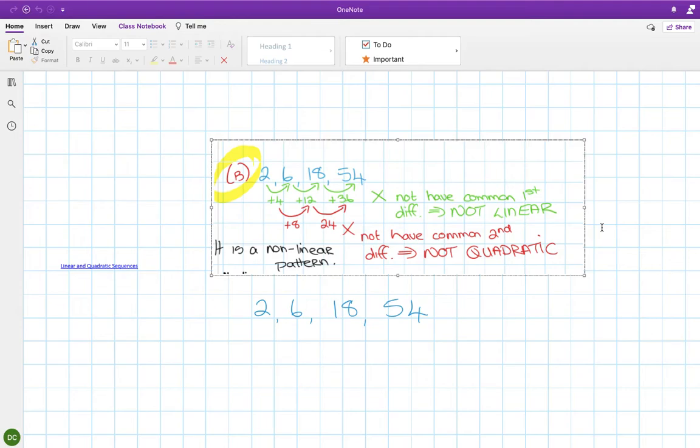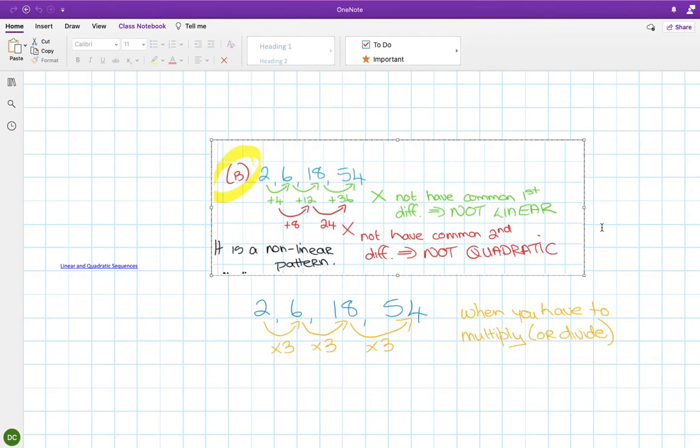If you go from 2 to 3, if you multiply 2 by 3, you get 6. If you multiply 6 by 3, you get 18. And if you multiply 18 by 3, you get 54, okay? So when you have to multiply or divide, okay, so remember when we did linear, you could add or subtract. It's the same with this, okay?